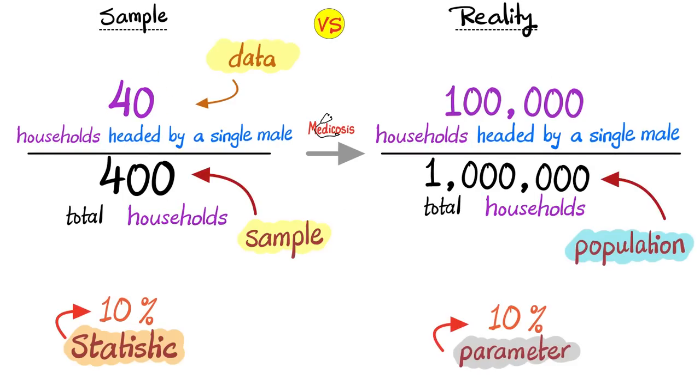We can call the numerator of the sample data. Also, the individual data points are data, so everything that you collected is data. The 400 households that you interviewed are your sample. The 10% is the statistic if you're talking about the sample. But if you're talking about the population as a whole, the 10% is called a parameter. So when we measure the mean, the median, and the mode in a sample, we call them statistics. But when we measure the mean, the median, and the mode in a population, we call them parameters. And this denominator, which is all of the households in the entire country, is called the population.